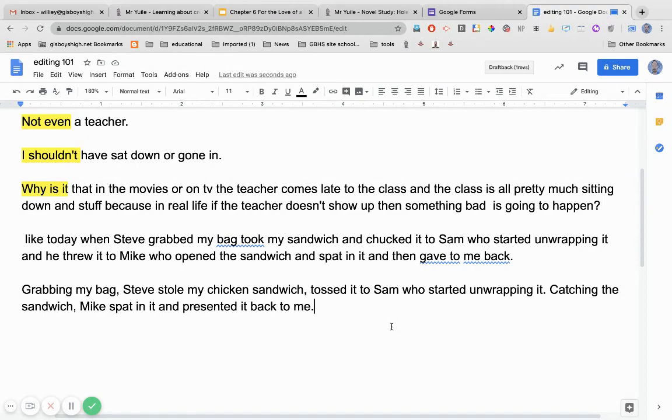Okay. So I've just changed that sentence there: like today when Steve grabbed my bag, took my sandwich, chucked it to Sam, started unwrapping it, threw it to Mike, who opened the sandwich, spat in it and gave it to me back. We've changed that into a couple of sentences. Grabbing my bag, Steve stole my chicken sandwich, tossed it to Sam, who started unwrapping it. Catching the sandwich, Mike spat in it and presented it back to me. Okay, it's a bit more effective. It's broken up the 84 words, and we're also changing the simple sentences into a slightly more complex form using active verbs. Okay.